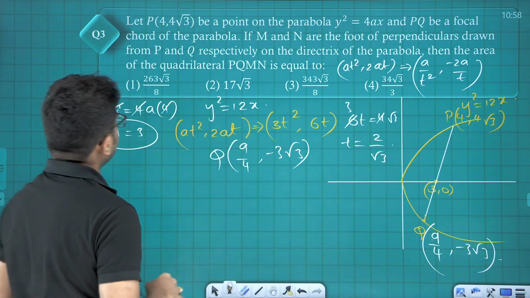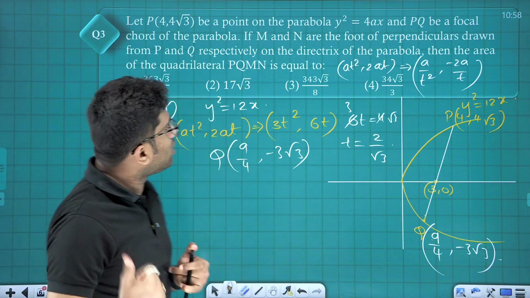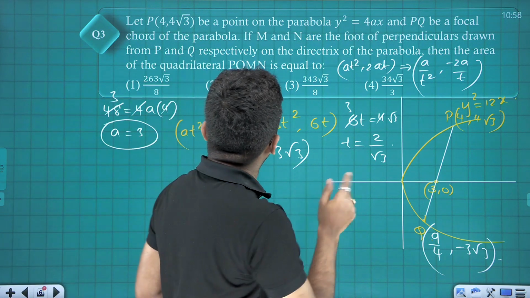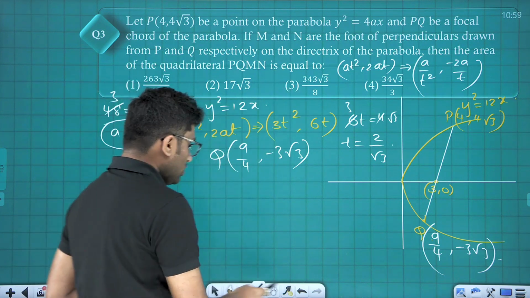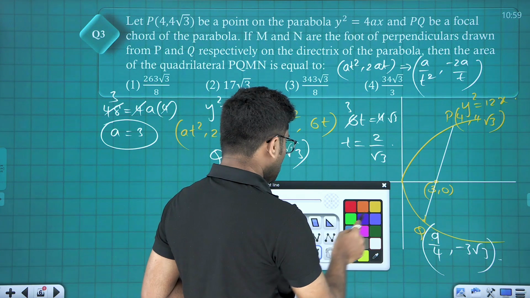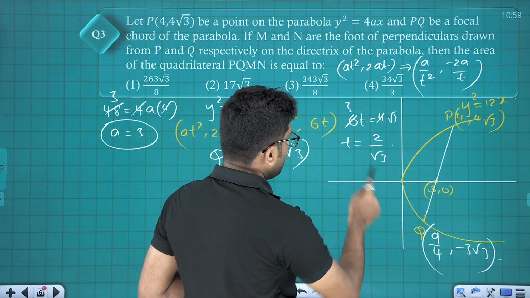Now what we need: if M and N are the feet of the perpendiculars drawn from P and Q respectively on the directrix. Now we have the directrix also. So let's take the directrix somewhere here.